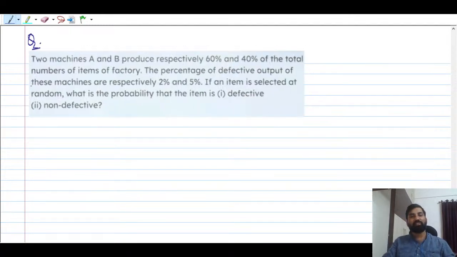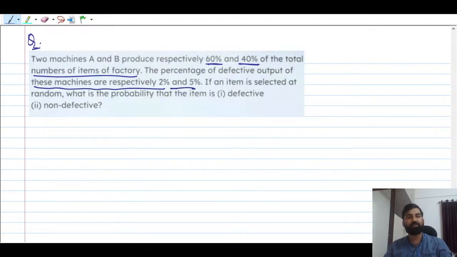So two machines are there, right? Two machines A and B produce respectively 60% and 40% of the total number of items of a factory. Sometimes probability is also represented using percentage, right? The percentage of defective output of these machines are respectively 2% and 5%. If an item is selected at random, what is the probability that the item is defective and non-defective?